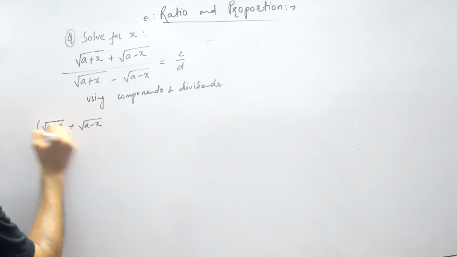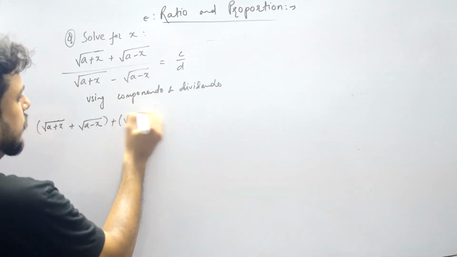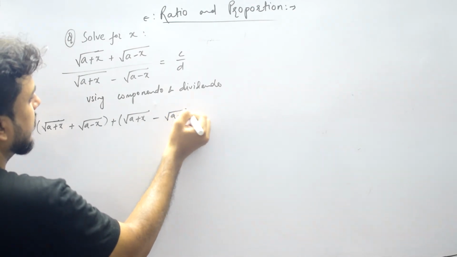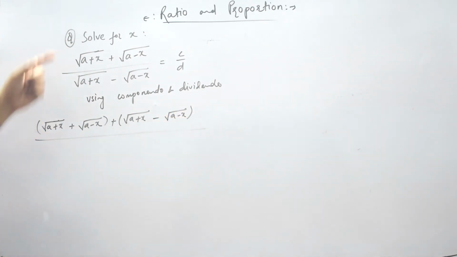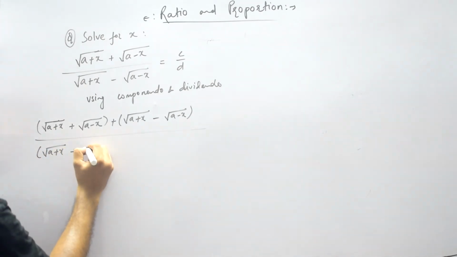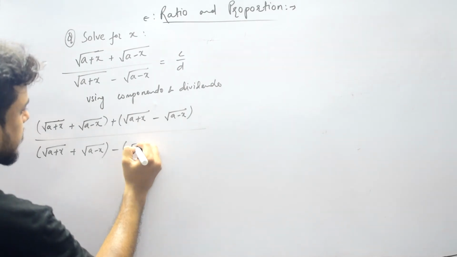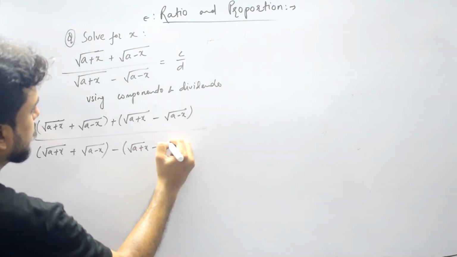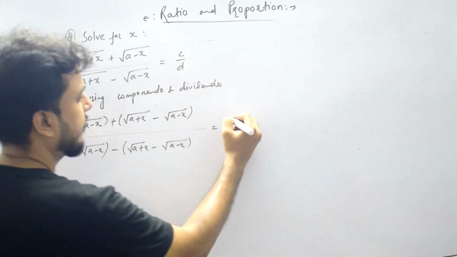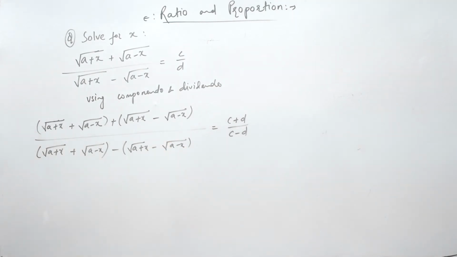a minus x. Now this is the numerator plus the denominator, that is root over a plus x minus root over a minus x, by, okay, and in the denominator we have root over a plus x plus root over a minus x minus the denominator, that is root over a plus x minus root over a minus x. Okay, and on the RHS also we will write (c plus d) by (c minus d). Okay, now we will simplify it.